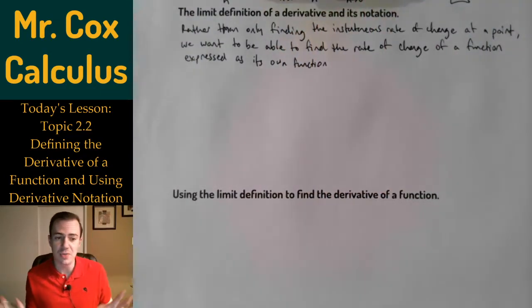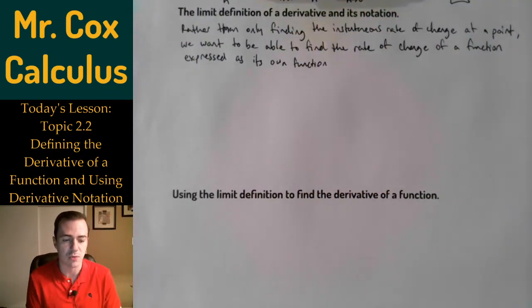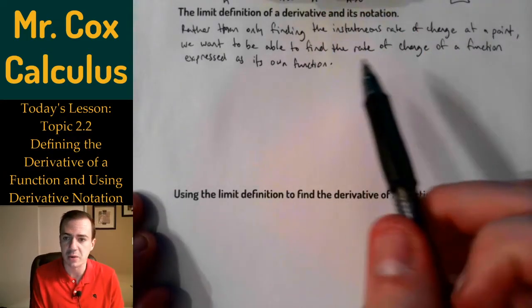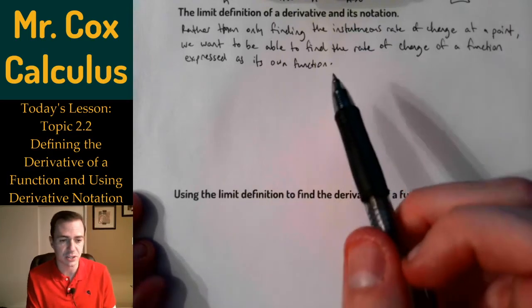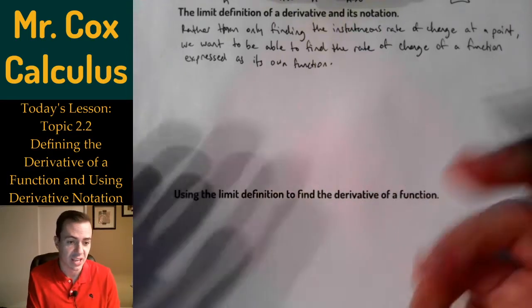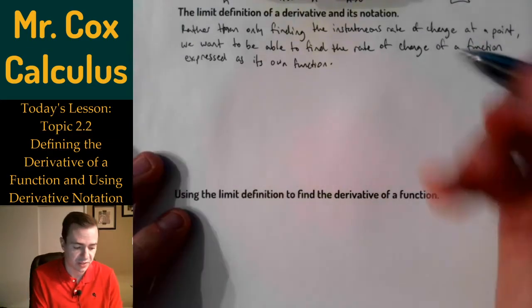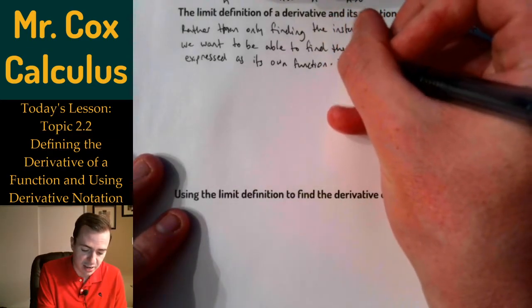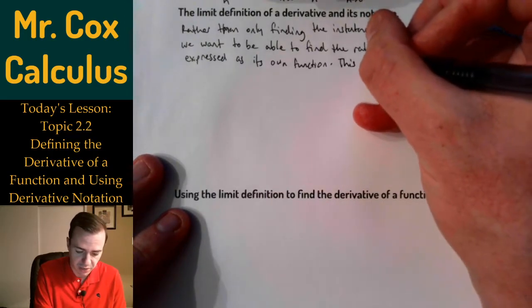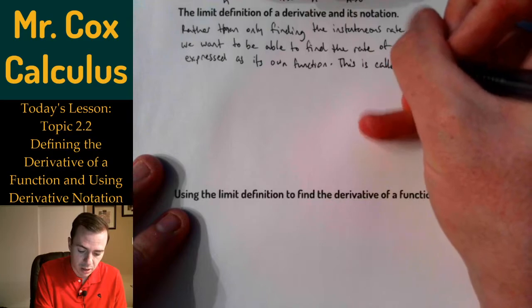And if we can do that, we actually get a lot of really powerful tools that we'll talk about later. But what we're describing right now, the idea that we can describe the rate of change of a function as its own function, is one of the main pillars of calculus. That idea right there, that we can express rate of change as its own function, is what we call the derivative.